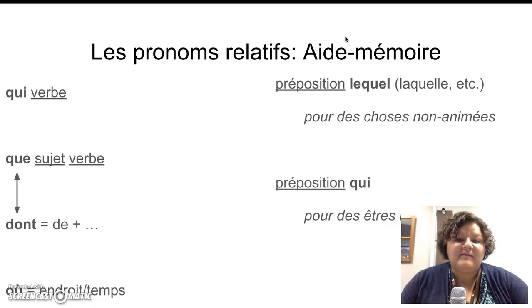Okay? And then this is the magic sheet. Qui is always going to be in front of a verb, que will always be in front of a subject plus a verb, dont is exactly like que, so that's what that arrow is representing, except that it takes the place of phrases that begin with de. We'll show an example in this. And then où is when you're relating place or time. If you have a preposition, that's a signal that you're going to use lequel, except for when it's a human being. So if you have a preposition, you're going to use qui for people.